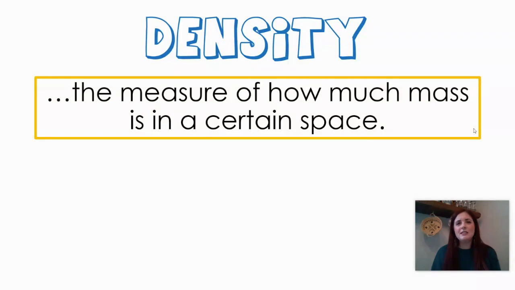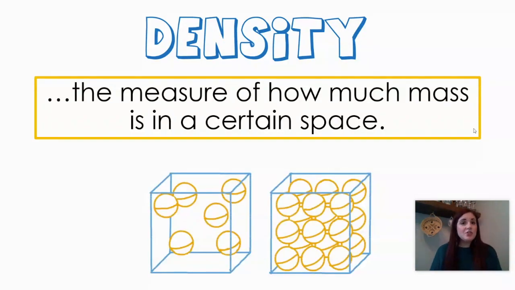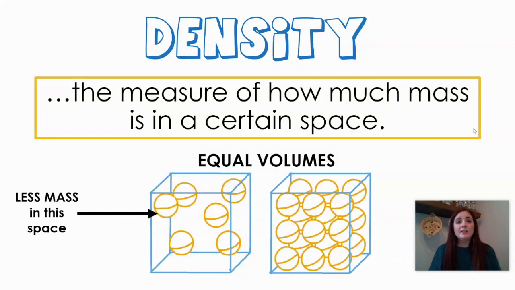Usually we say that's the mass per unit volume. So if I look at these two images here, both of these have equal volumes, and I can tell because both of these cubes take up the same amount of space, because that's what volume is. It's how much space something takes up. So they have equal volumes. However, this one on the left has less mass that occupies that space, whereas the one on the right would have more mass that occupies that space.